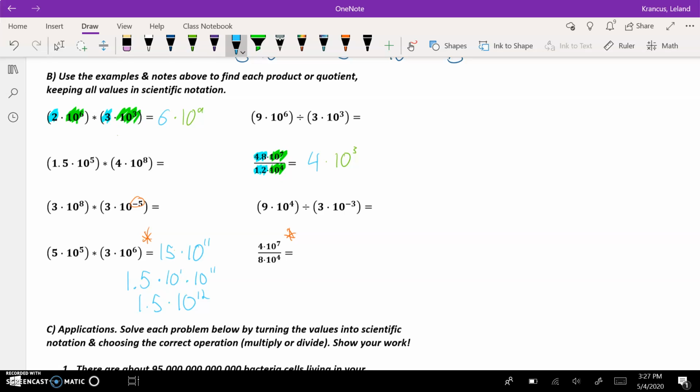Then you do 4 divided by 8, you get 0.5. 10 to the 7th divided by 10 to the 4th is 10 to the 3rd. So again, we have that problem of this being equivalent to the correct product of these two very large numbers, but it's not technically in scientific notation. So in scientific notation, this should be 5 times 10 to the power, because that first value should be 1 or greater, but less than 10. So it should just be a ones digit number.